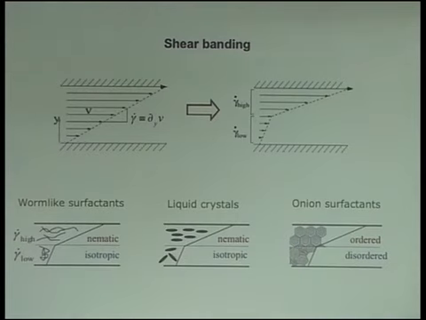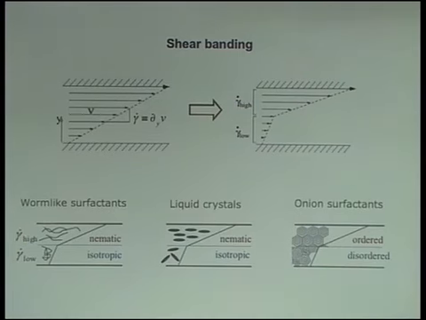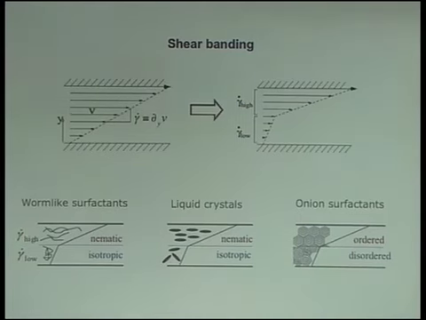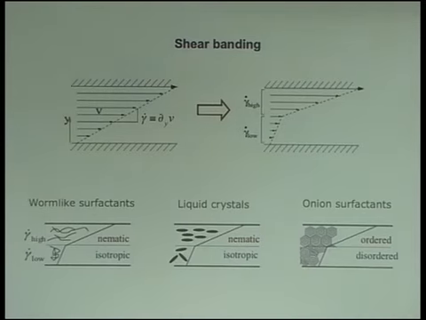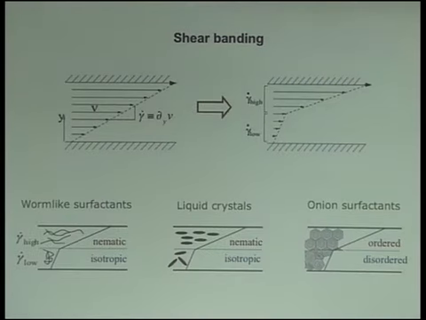So for example, in worm-like micellar surfactants, the worms in the high shear band tend to be nematically aligned with the flow, as compared with isotropic in the low shear band. Similarly in liquid crystalline suspensions, in so-called onion surfactants, where surfactant sheets have rolled up into onion structures, the ordering isn't orientational as it is in this case, but rather translational. So we have a translational order of onions here and disorder here.